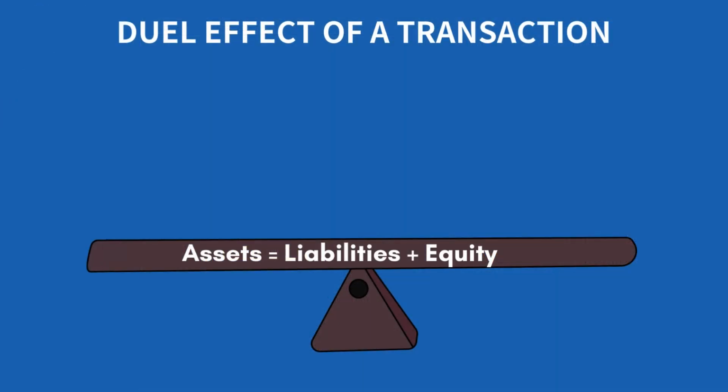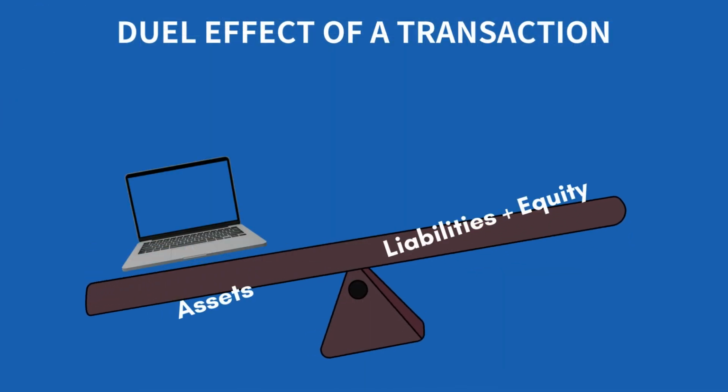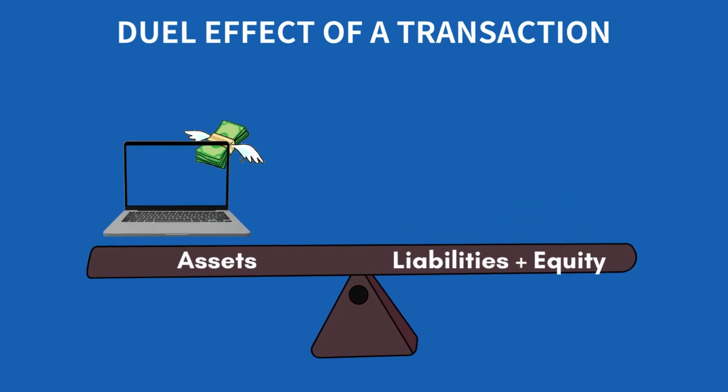If a company buys a MacBook with cash, its total assets don't change because the increase in computer equipment is offset by a decrease in cash.